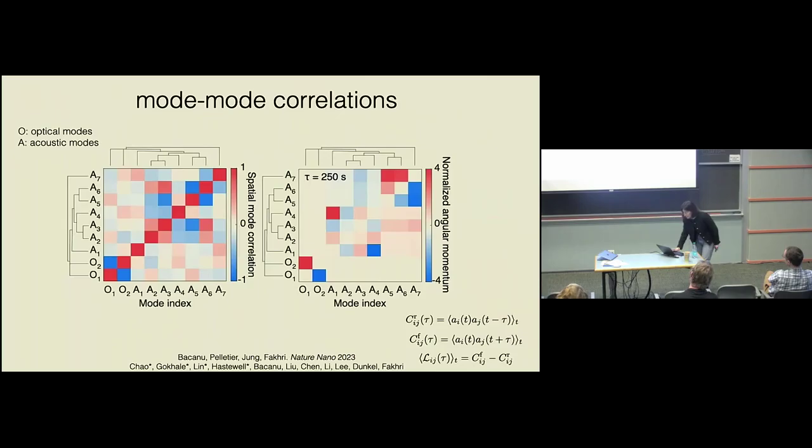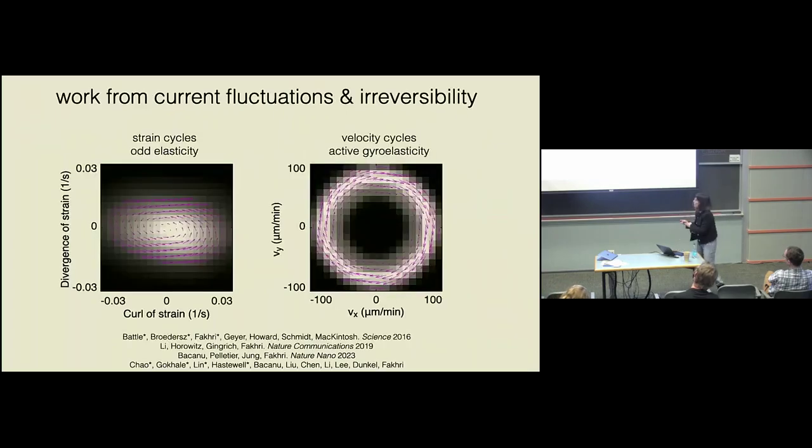And what it means is that if you now construct the dynamics, note that optical modes and acoustic modes are actually separated, they're not coupled. But if you construct the dynamics from these modes, what you will see is that odd elasticity shows cycles within the strain field, whereas this kind of spinning, the orbiting, actually shows cycles in the velocity field. You don't get anything in the velocity field here.